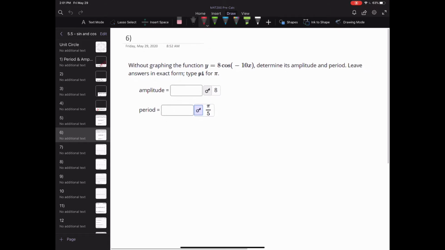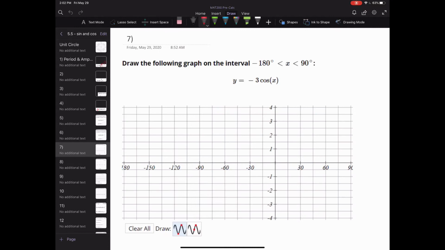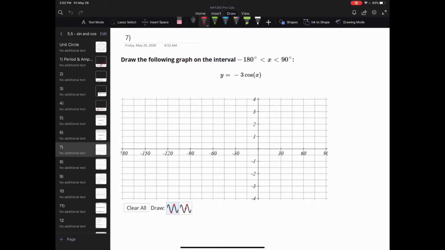Without graphing the function, y equals 8 cosine of whatever, determine the amplitude and period. Well, you already know this is the amplitude. And the period is just 2 pi divided by negative 10. Now, whether it's negative or positive, it doesn't matter. So you could ignore that sign. And you just get 1 pi over 5, which is what we have there. Okay. Draw the following graph on the interval.